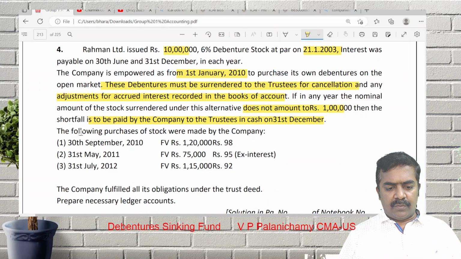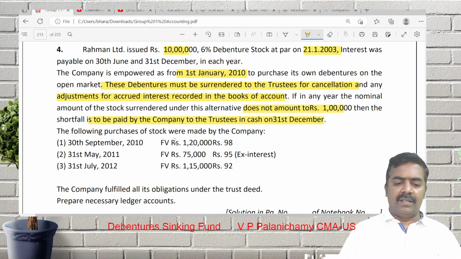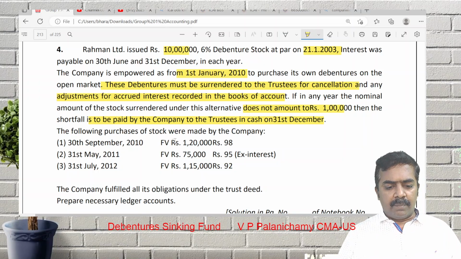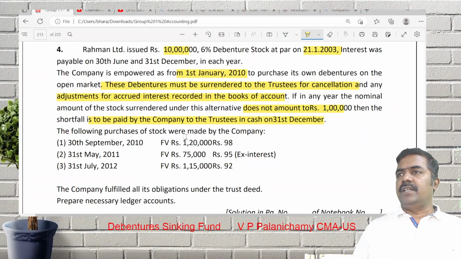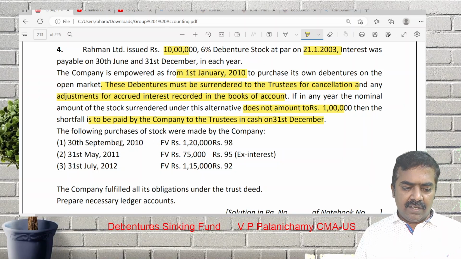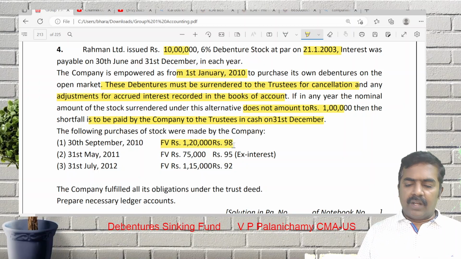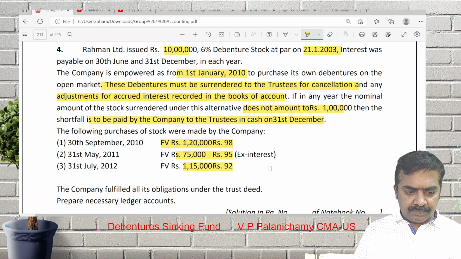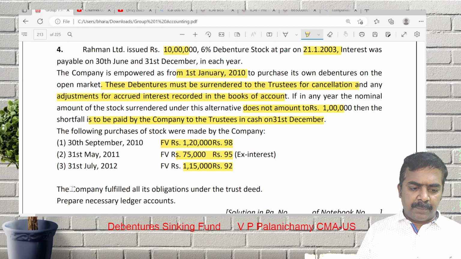Then the following purchases are made in the open market. Simple. We are buying and giving to debenture trustees and they will cancel the debentures. 30th September 2010 ல எவ்வளவு purchase பண்ணிருக்கோம்? 1,20,098 கொடுத்திருக்கான். 75,095, 1,15,000 at what? 92 கொடுத்திருக்காங்க. Okay. They ask you to prepare ledger accounts.